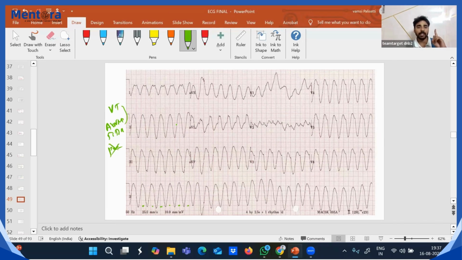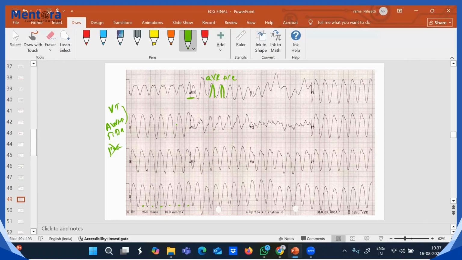We differentiate by first going to the AVR. So in the AVR, how is it? This is the AVR lead. It is a positive deflection, so AVR is positive. That is a more specific sign for VT. Remaining signs I'll show you here. If you see from V1 to V6, the notch is there at the nadir of S. From V1 to V6, this is your QRS complex, a negative deflection.